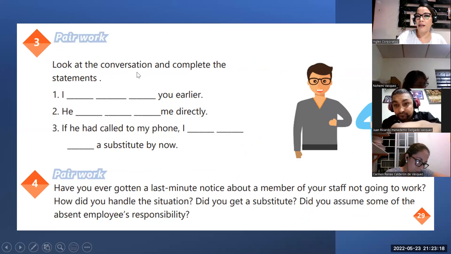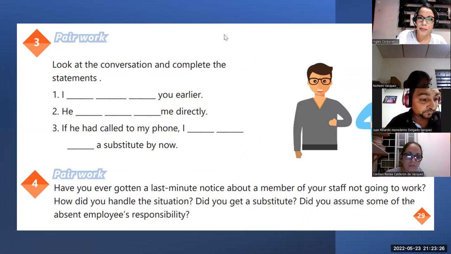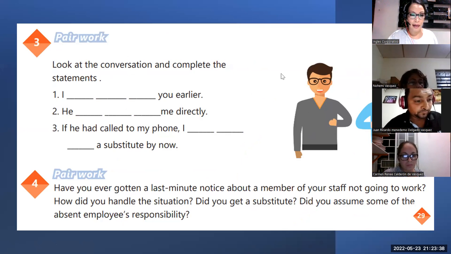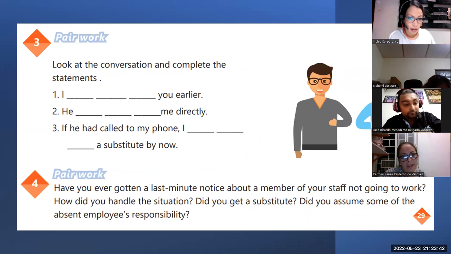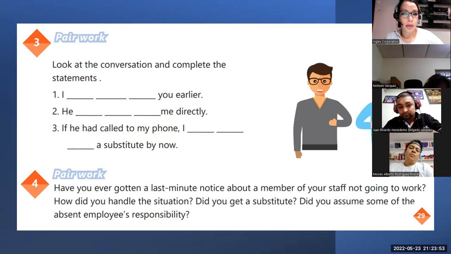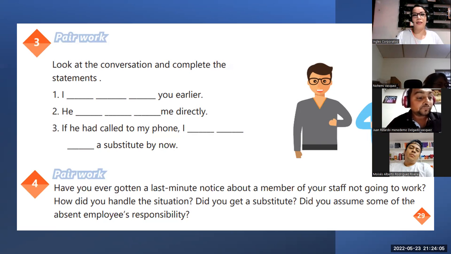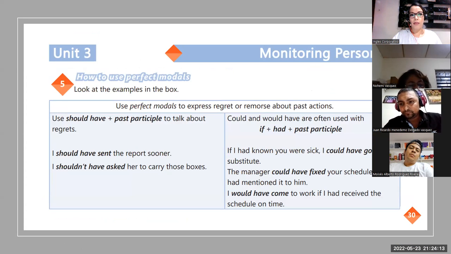I should have told you earlier. Let's complete the other, number two and three. He should have called me directly. Should have told me directly. If he had called my phone, I could have found a substitute by now. Excellent. Those are the answers. Thank you so much. So as you could see, this is how to use the perfect.